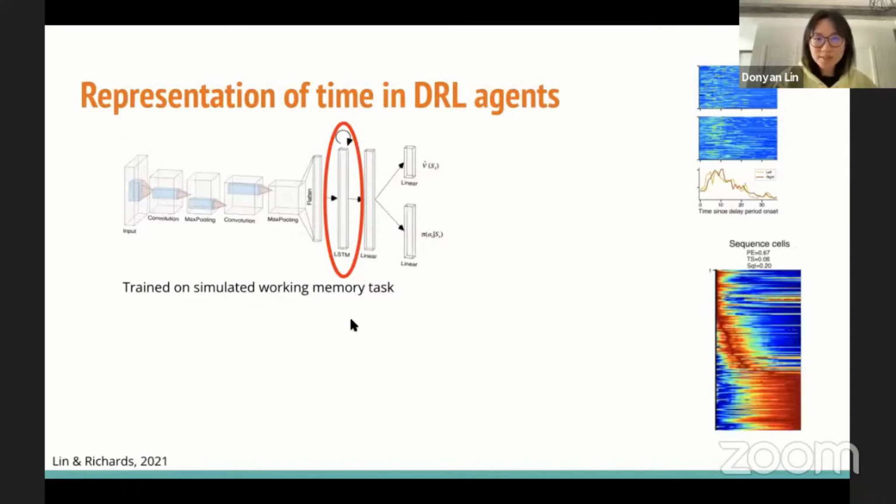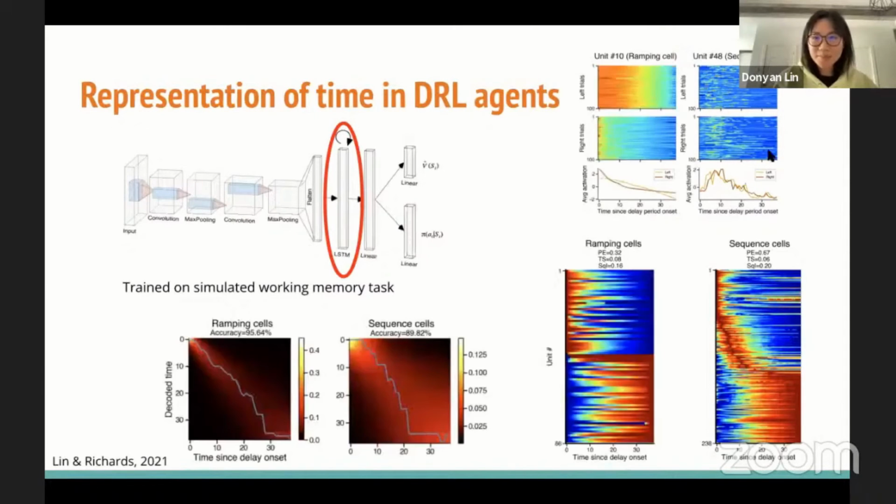What we saw was that for some units in the LSTM network, the activity monotonically decreased during the period, and we also saw some cells that monotonically increased, and some other cells fired more like time cells in the brain, in that they fire only at a particular time during the delay period. For example, here we can see unit number 48. It's only firing at, say, 9-ish time steps into the delay.